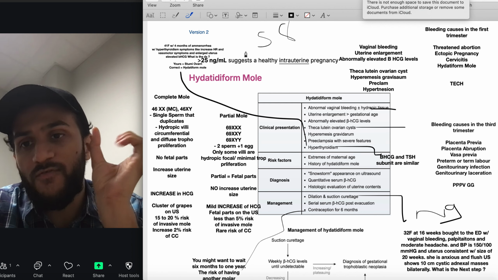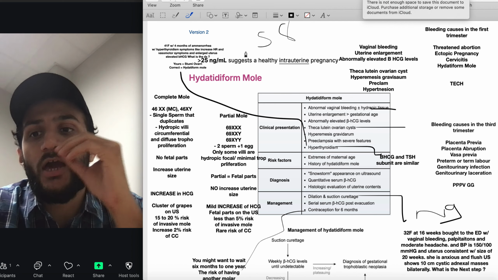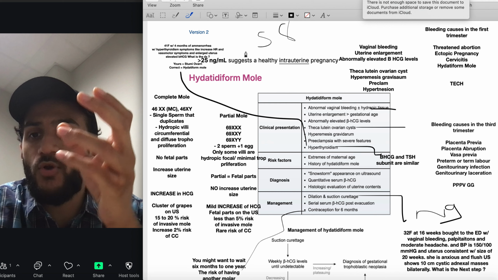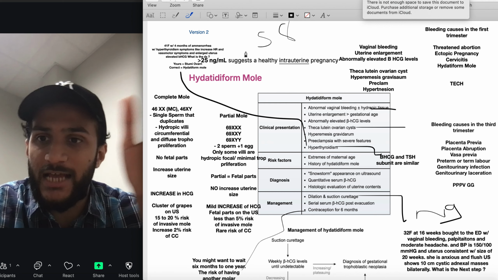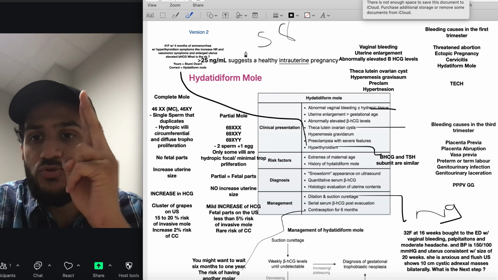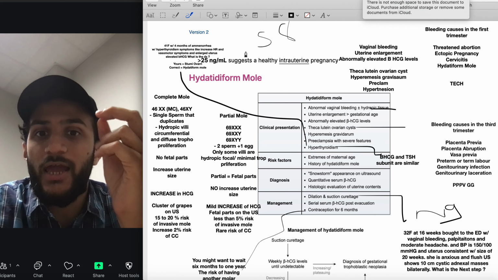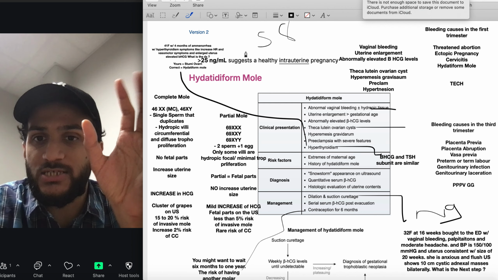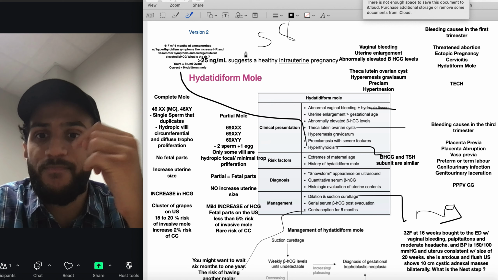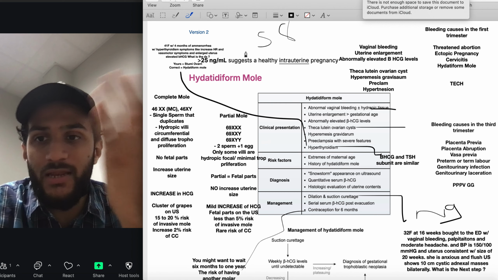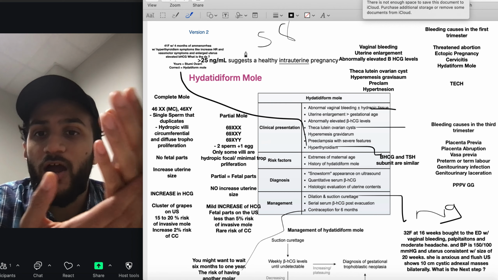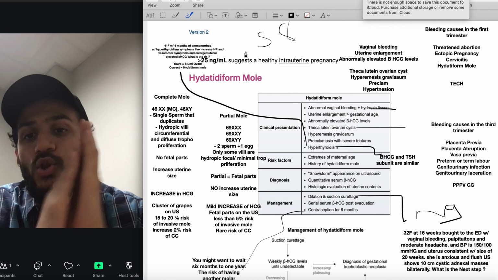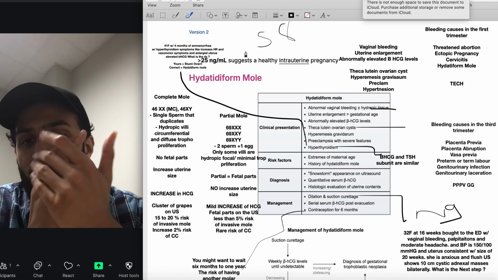Guys, it's important to know the difference between complete and partial mole. What's the difference? Complete mole is going to be 46XX, from 2 sperms. Partial mole is going to be 69XXY, like that, and that's going to be 2 sperms plus an egg. In the complete mole, it's completely a mole, so there are only hydropic villi and trophoblastic tissue, no fetal parts. In partial mole, we're going to have some fetal parts.